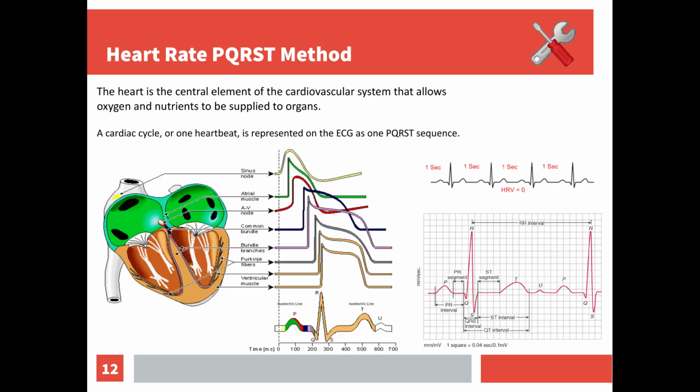The heart, central to the cardiovascular system, ensures oxygen and nutrients reach organs. On an electrocardiogram, a cardiac cycle or heartbeat is depicted as a PQRST sequence. The isoelectric line represents the baseline, crucial for identifying deviations in heart activity.